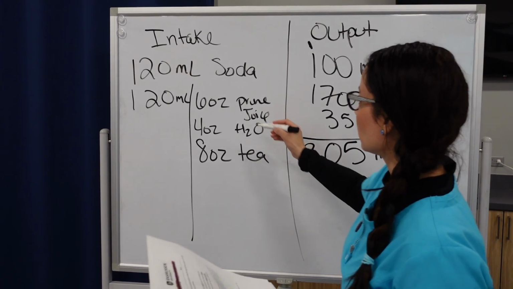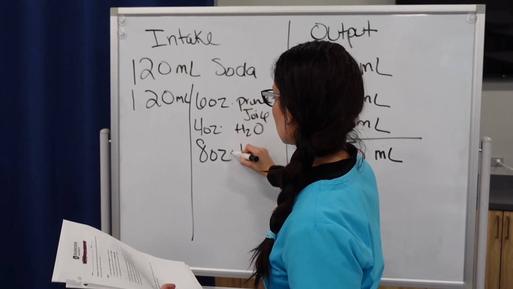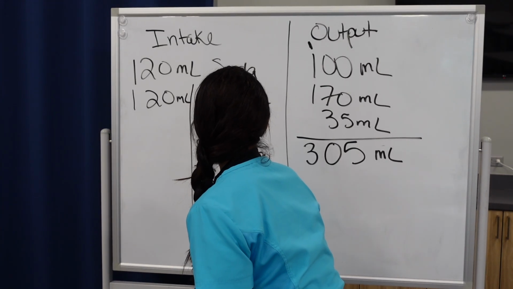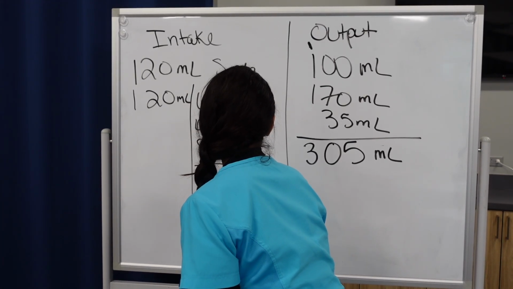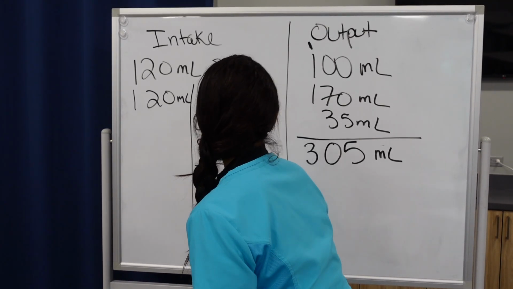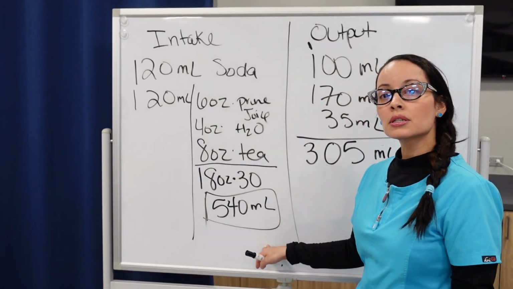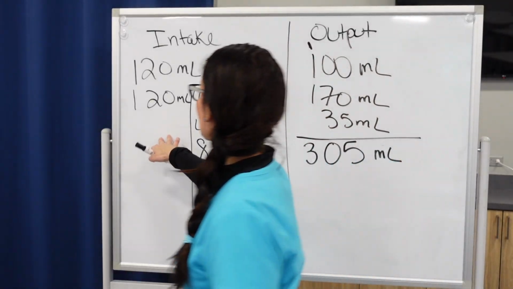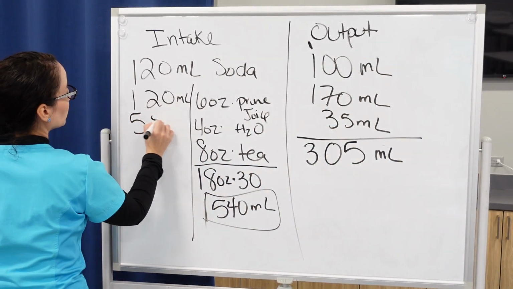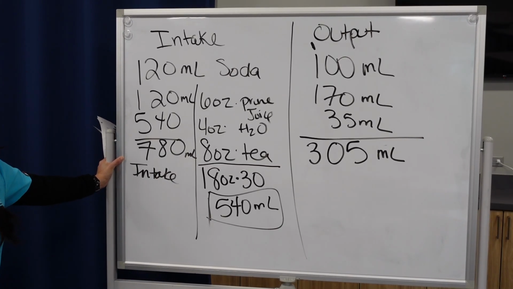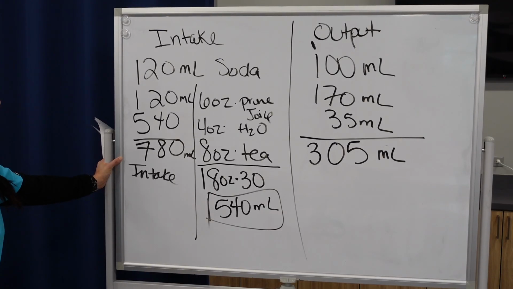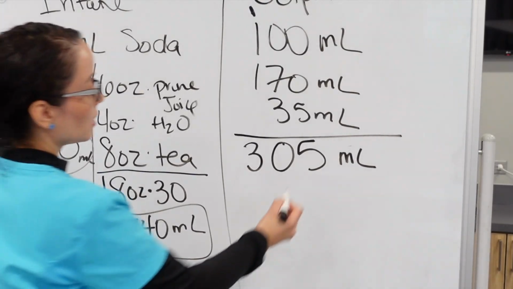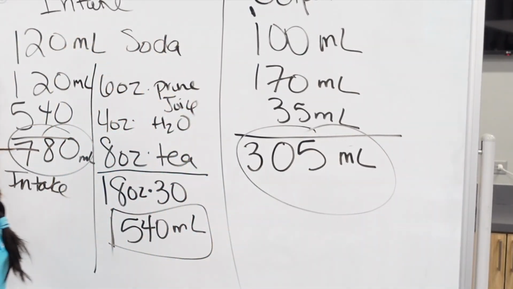So I'm going to add all of this up. 6 ounces plus 4 plus 8, and 1 ounce equals 30 mLs. That gives you a 540 milliliter total here. So then we're going to add the 540 to what's already in milliliters. I don't need to convert. 780 milliliters is your total intake, and your total output is 305 milliliters.